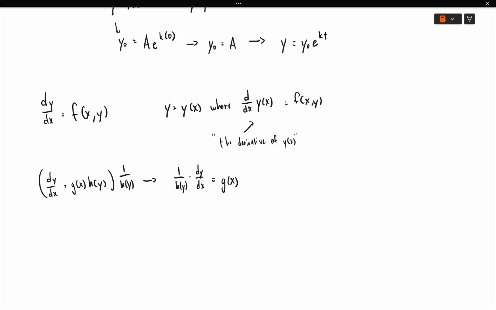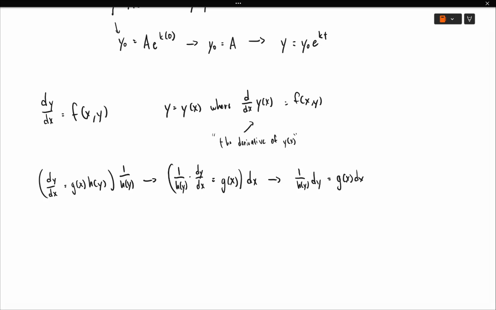This is similar to what we did before, right? And so now we are going to treat the dy/dx as a fraction, and we're going to multiply both sides by dx. So this will become 1 over h of y dy equals g of x dx, right? And now we have something in terms of y with a dy on the left, and then something in terms of x with a dx on the right.